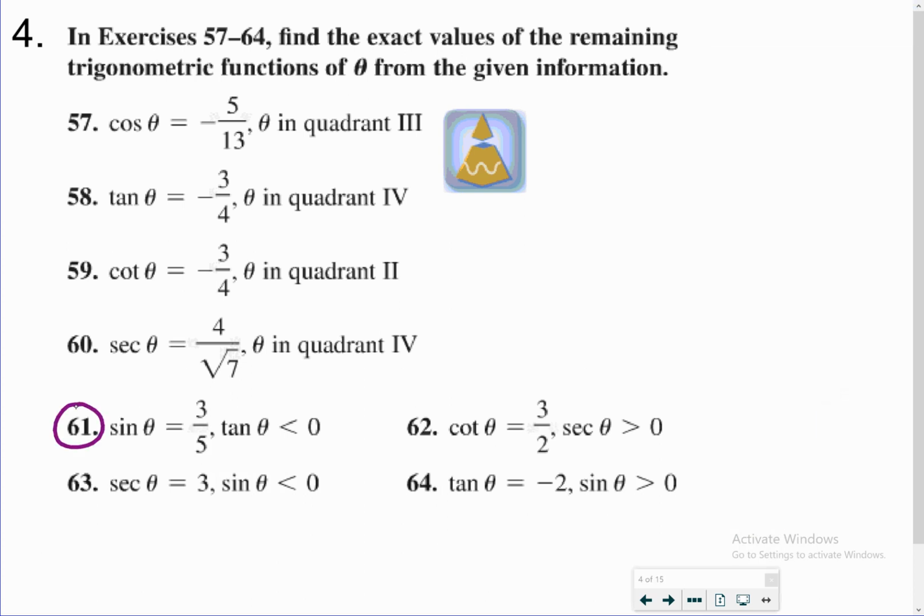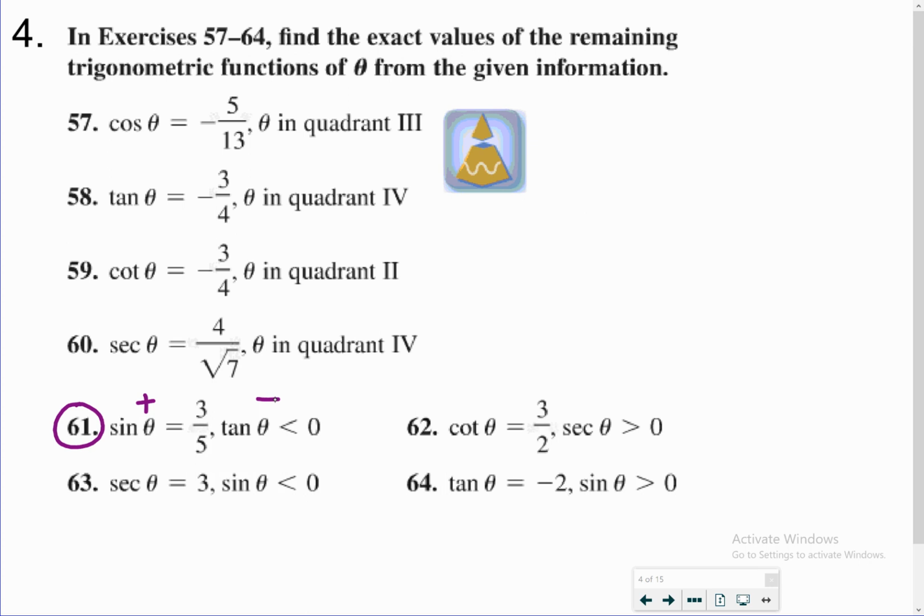Okay, now this problem, I have a trig function, but I don't really have a whole lot of anything else. So my brain should be saying, okay, I got to draw a triangle. In order to draw the triangle, I got to figure out what quadrant it's in. And my sine is a positive number. Okay, we know that. And my tangent is a negative number.